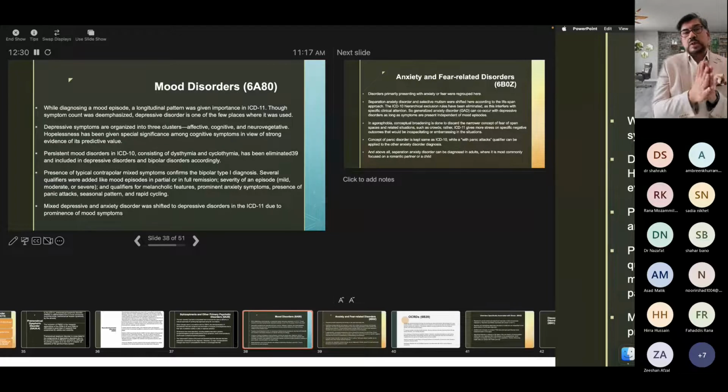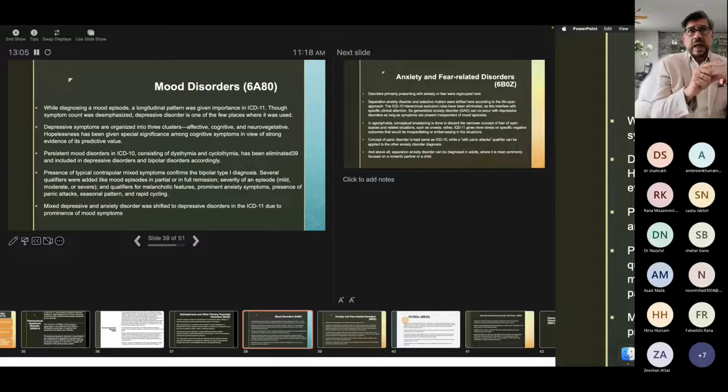So the mood disorders come under the heading of 6A80. And while diagnosing a mood episode, a longitudinal pattern was given importance in ICD-11. Though symptom count was de-emphasized, depressive disorder is one of the few places where it was used. So previously we were asking multiple situations that this episode initiated from this time period to this time period, blah, blah, blah.